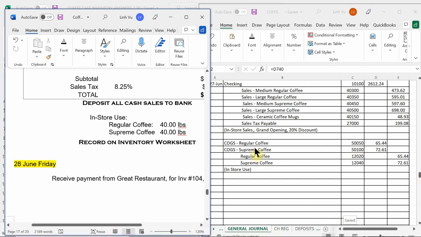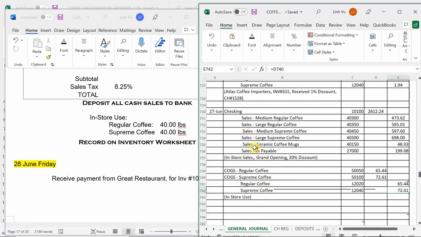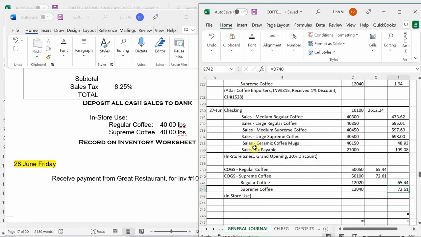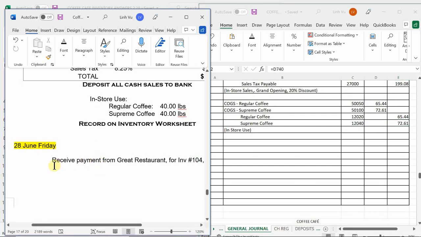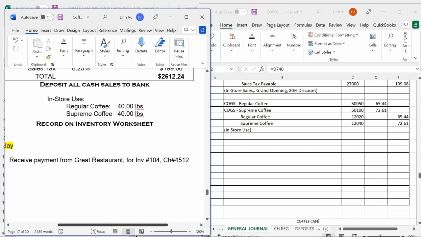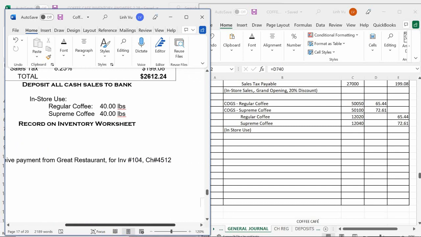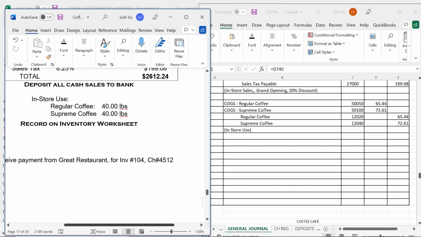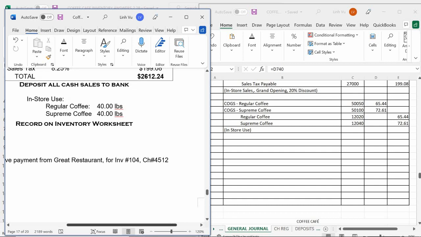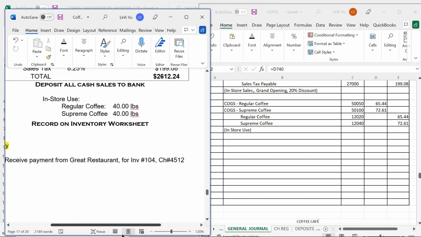All right, so this is where we last left off: we completed our daily sales for the 27th of June. So now we are finally on the last day of week 4, June 28th, Friday. Okay? So this says here that we end up receiving a payment from Great Restaurant for invoice number 104 with a check number 4512.